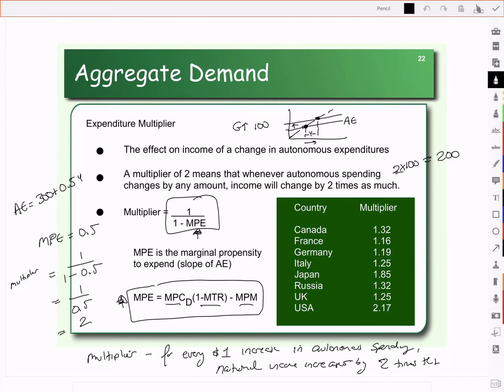So notice MPE is the marginal propensity to consume of disposable income. When your people have income after taxes, how much of it do they spend? And then we multiply that times 1 minus the marginal tax rate. So if we increase the tax rate, if you have a country that pays more in taxes, then the marginal tax rate is higher, which makes this whole calculation smaller. So the higher the tax rate, the lower the MPE, and the less the multiplier.